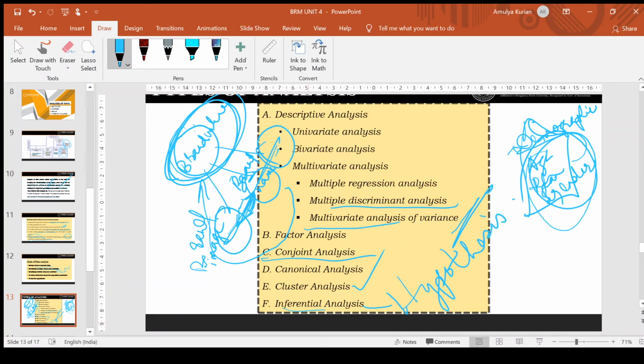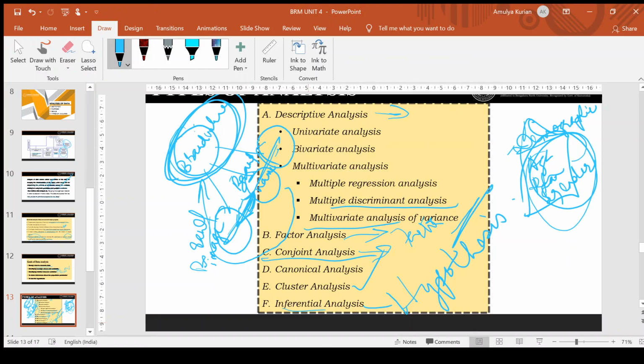So if you check, this will be describing a variable. This will be making the variables as factors. Conjoint means how the people perceive about, or it is called trade-off analysis. It refers to how respondents develop references for any type of object. Canonical analysis, it is used for measurable and non-measurable variables. Cluster analysis, we will be clustering the data into clusters which are homogeneous in nature.